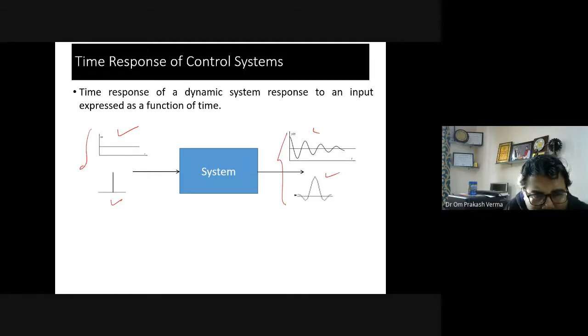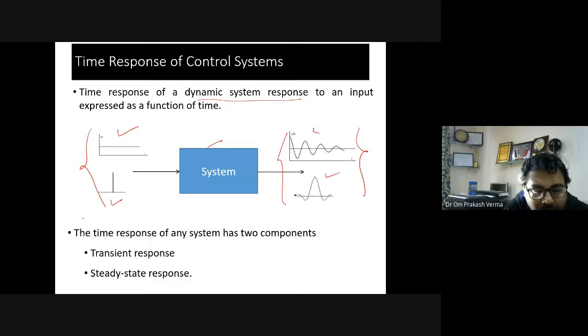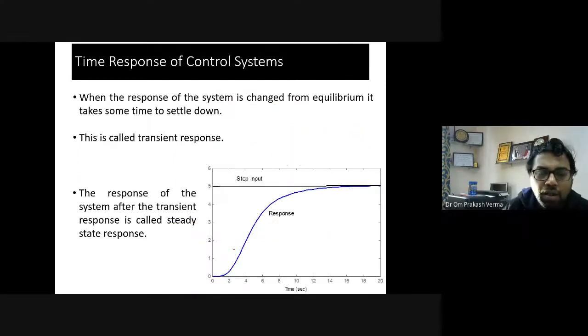Whatever the input is applied to the system, we have considered the LTI. Whatever the response is coming, that response is the dynamic response, or transient response. Okay. So now we are going to study, we are going to classify our study into two components. Time response we are going to divide into two components: first the transient response and second the steady state response.